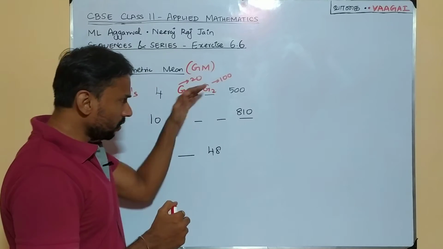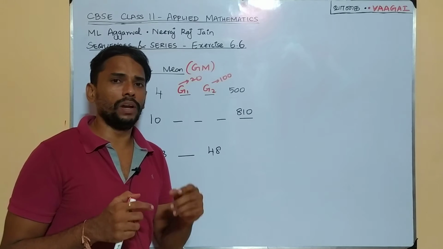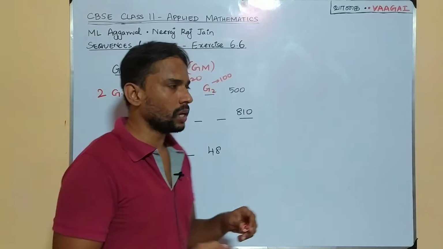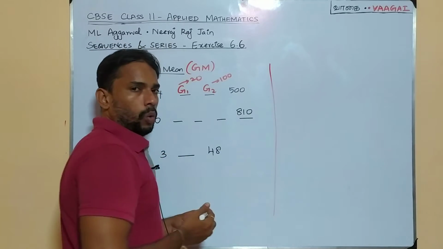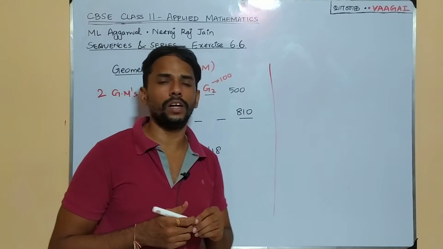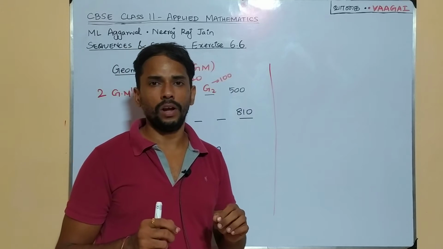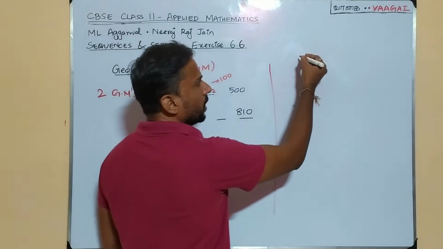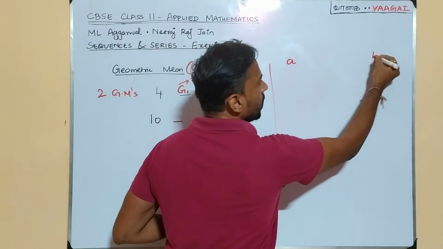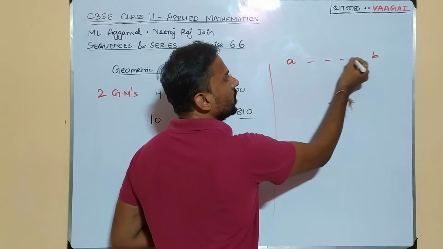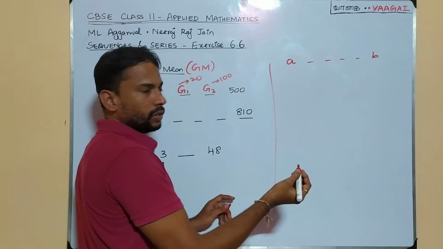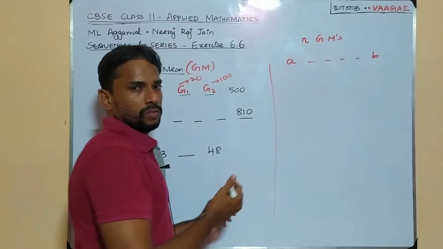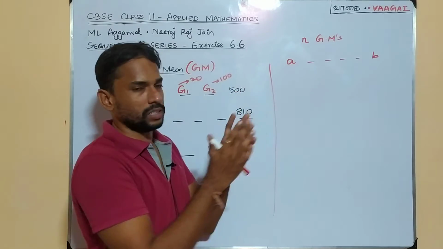Okay, all right. We worked out one example. Now we'll have to try to generalize this process, for which I'm going to show you how we are going to insert geometric means between two fixed values. Now I'm going to take two values A and B, and between these two values we are going to insert n geometric means. We are going to generalize this.